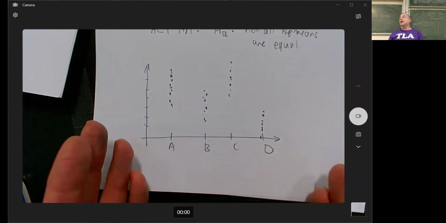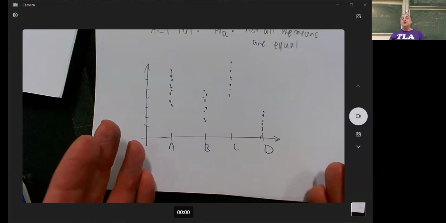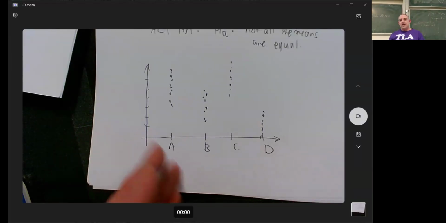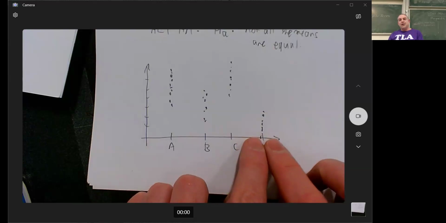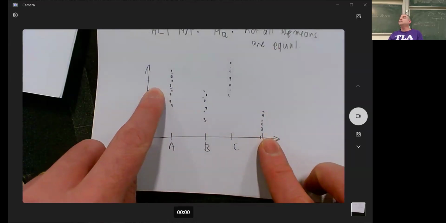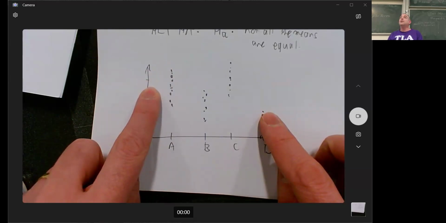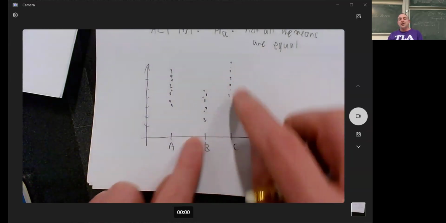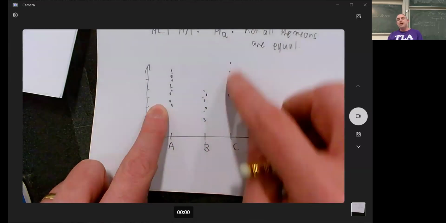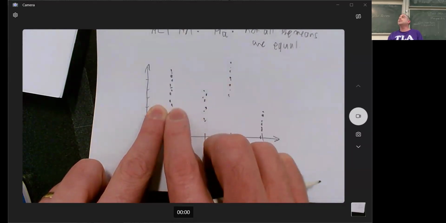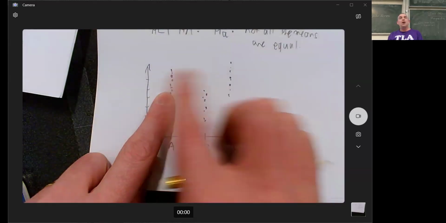And it might look something like that. And you can see, without even doing any calculations, that the ones in D have lower values than the ones in A. Almost all of these people are lower than almost all of these people. And you can see that C is higher than B, but it's not that much higher than A is. They overlap a lot here.